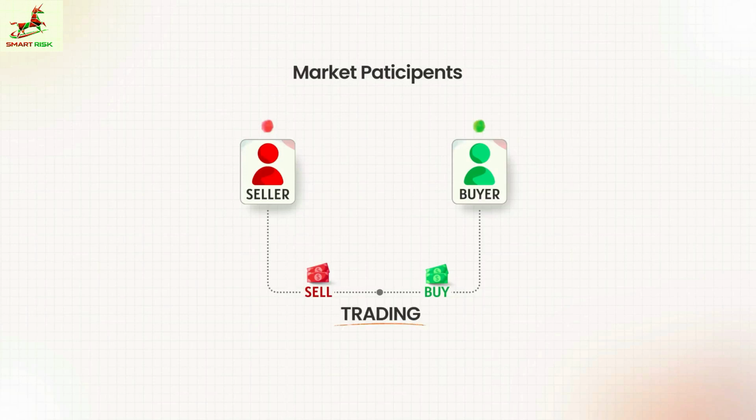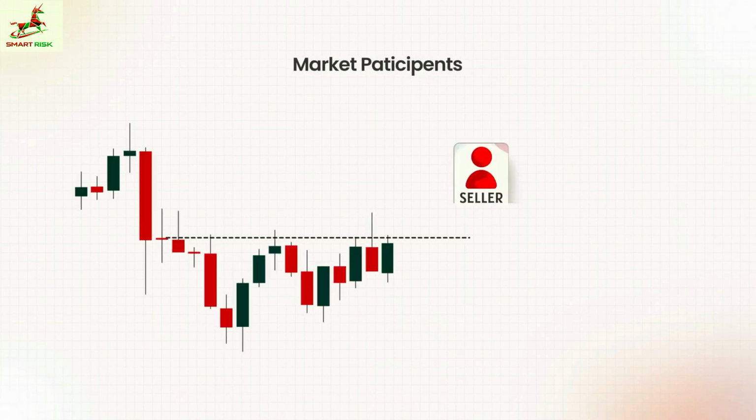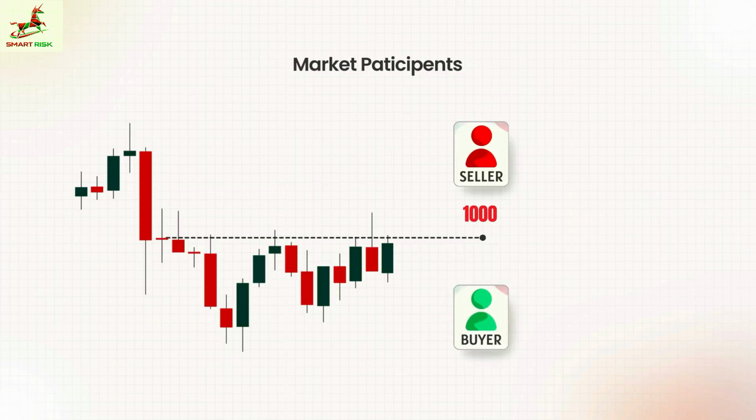Now, until the number of buyers and sellers is equal to each other, no transaction can actually happen between them. Let's understand this with a simple example. On a chart, at this particular level, a seller has placed an order to sell 1,000 shares. But on the other side, a buyer has only placed a buy order for 800 shares. So what happens here is that only 800 shares worth of orders get executed, and the remaining 200 shares just sit there as pending orders at that level.